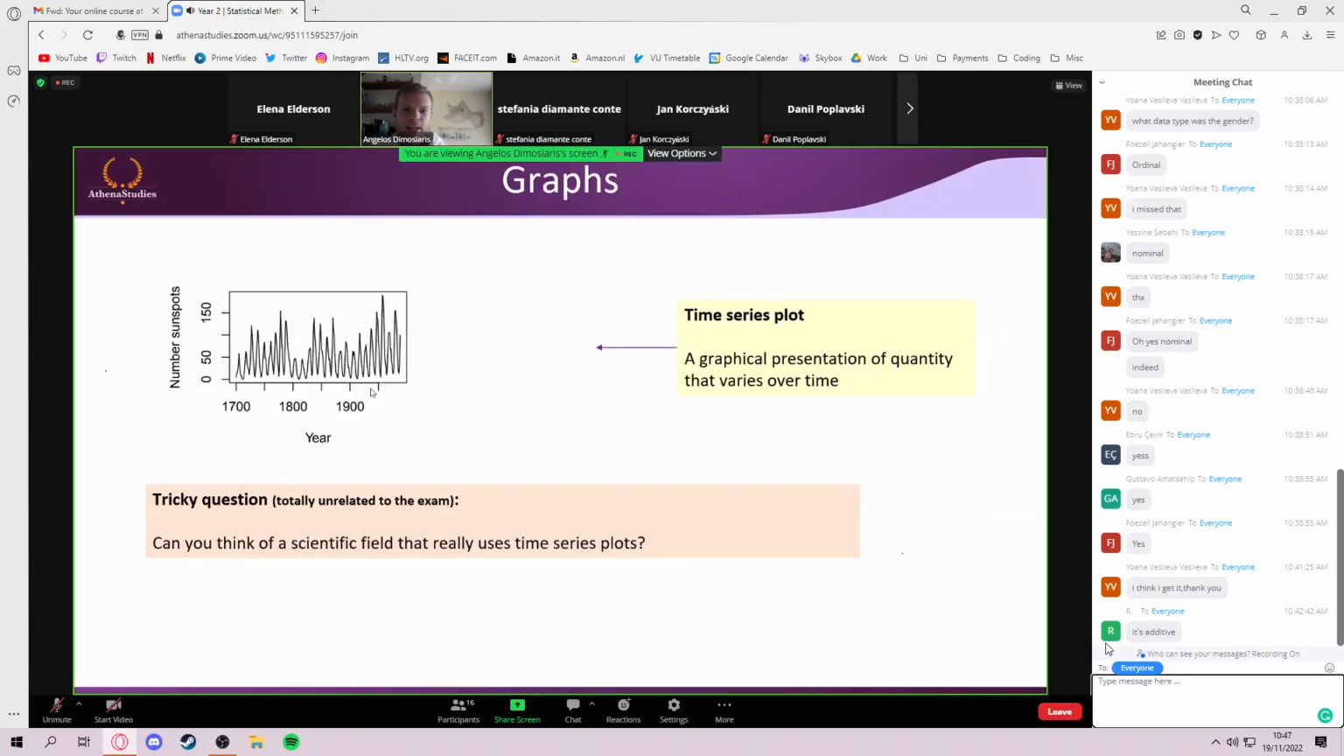All right, and there's also the time series plot. So we have a graphical representation of a quantity that varies over time. So here, for example, we have the number of sunspots. I have no idea what a sunspot is, but you can see how these numbers of sunspots change based on time. And I have a very weird question. Can you think of a scientific field that really uses time series plots?